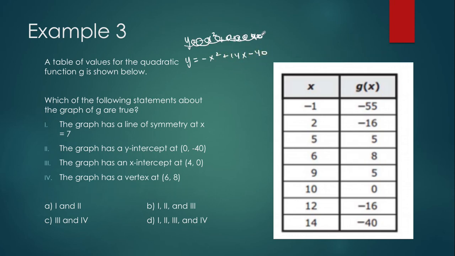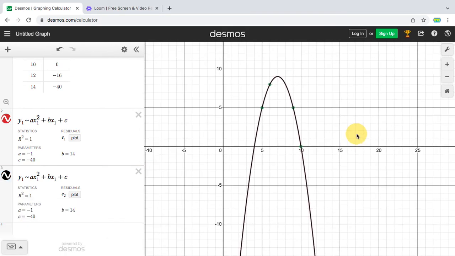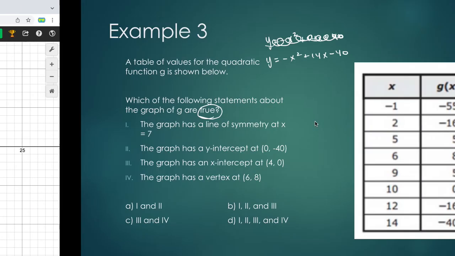All right, now let's look at what this is saying. Which of the following statements is true about the graph of G? Well, I can just look at my graph, right? Let's look at some features. What's the x-intercepts? I have an x-intercept at 10 and an x-intercept at 4. What's the vertex? 7, 9. So what's the axis of symmetry? X equals 7. And this is a downward facing parabola, hence why my A is negative. Okay, so all of that stuff you should be able to point out.